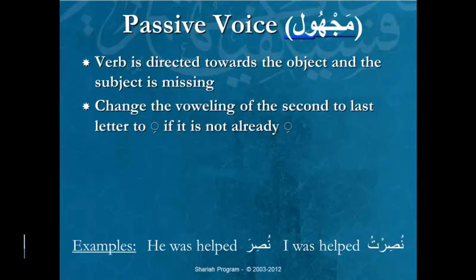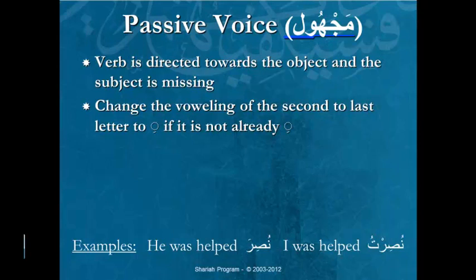So here's how it's done. You would have to, step number 1, change the voweling of the second to last letter to a kasra. So the sad in this example would get a kasra. And if it's not already kasra. And that if it's not already kasra is an advanced topic. It means that the verb can have a kasra to begin with in the active. And we'll tell you more about that inshallah when we start seeing it in the stories of the Prophet's book.